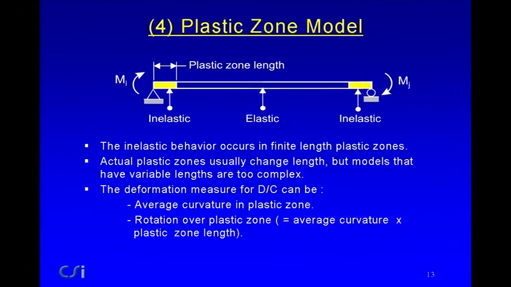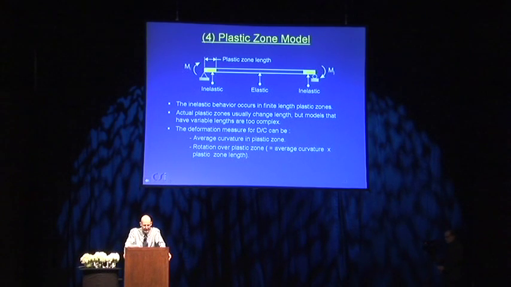Now, in a real beam, you will get plastic zones, but in a real beam they kind of spread. They're not fixed in length. And there have been some theories that seek to model the behavior in terms of a plastic zone which changes in length, but they're awfully complicated. They're really too complicated for practical application. So practically, I think you have to go with a fixed plastic zone length. The issue is how long should it be? I'll talk about that in just a moment.